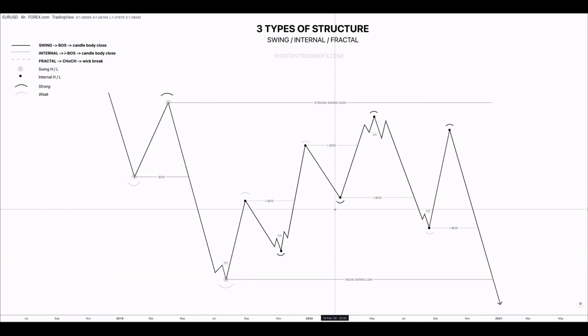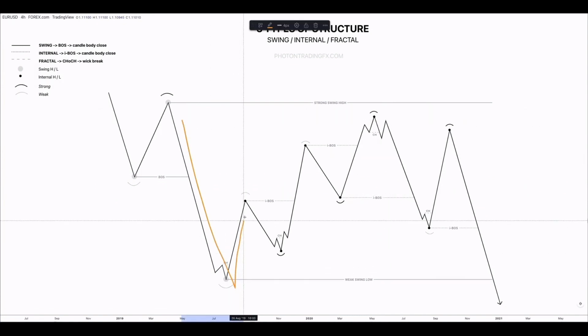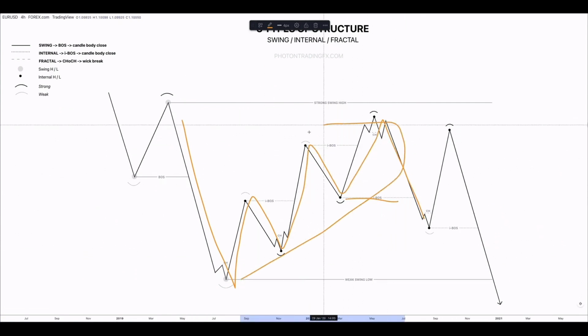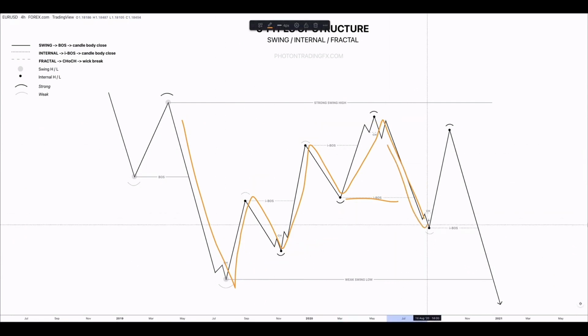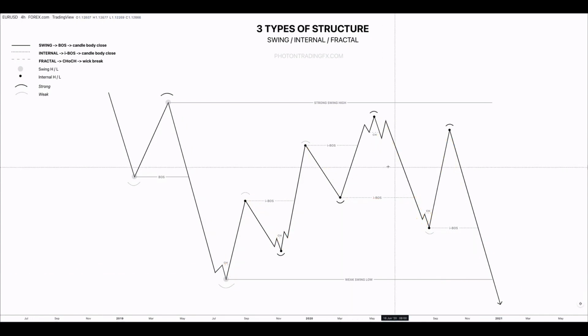And that's basically the whole framework in which we use with these three types of structure. Fractal structure, so change of character, signals the start and end of internal pullbacks. And internal structure, when we get those IBOSes, that signals the start and end of swing pullbacks, okay? So we expect a swing pullback. The internal structure shifts bullish to facilitate that swing pullback. Once the internal structure shifts bearish, that signals the end of that swing pullback. And now we expect the internal structure to stay bearish until it takes out that weak swing low. And then you repeat the same process. Okay, so hopefully that makes sense.